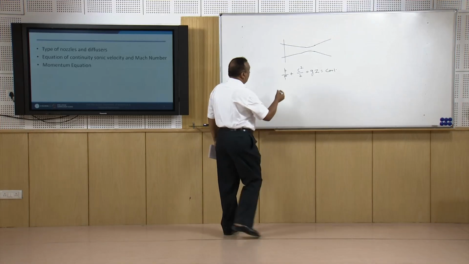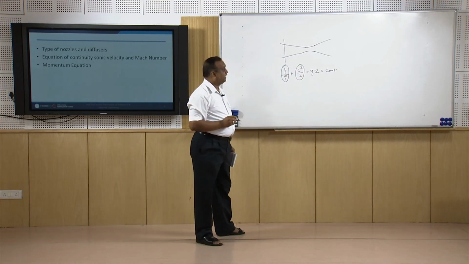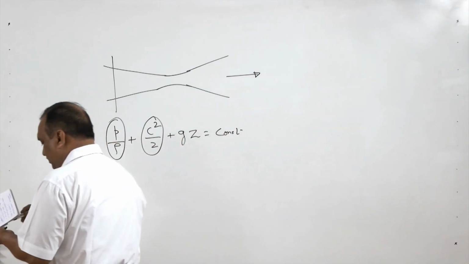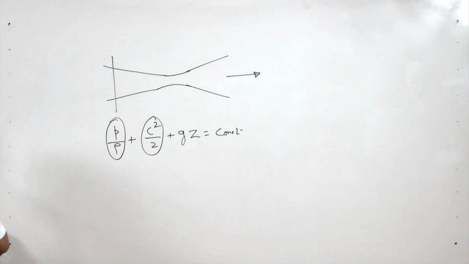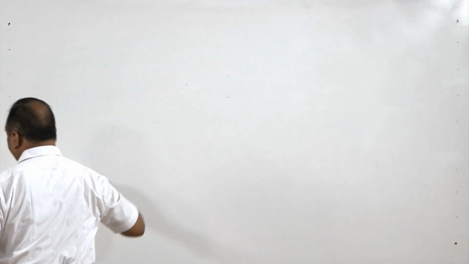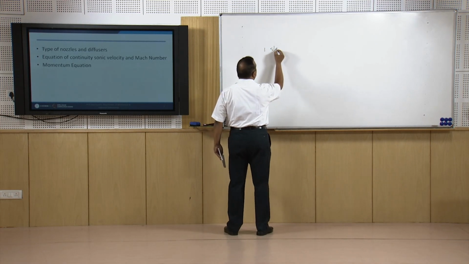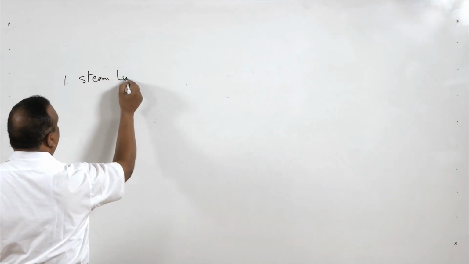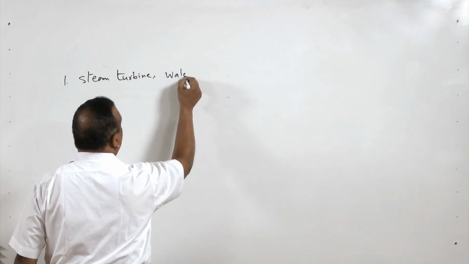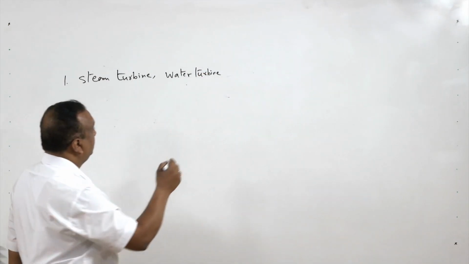So, in a nozzle, at the expense of pressure energy, kinetic energy is attained, and this high velocity jet which is emerging from the nozzle is used for a variety of purposes. So, regarding the uses of the nozzle, first of all, it is used in steam turbines, hydro turbine or water turbine, and gas turbines.